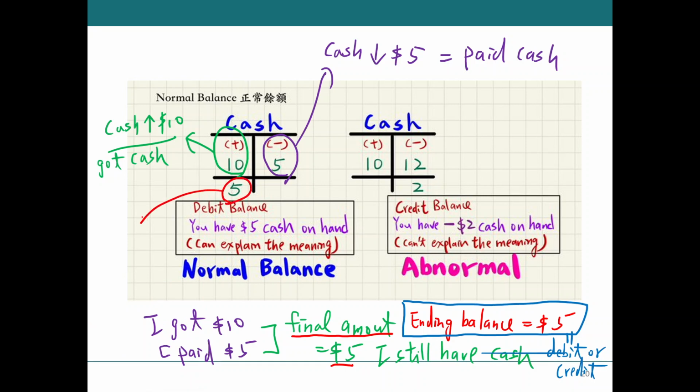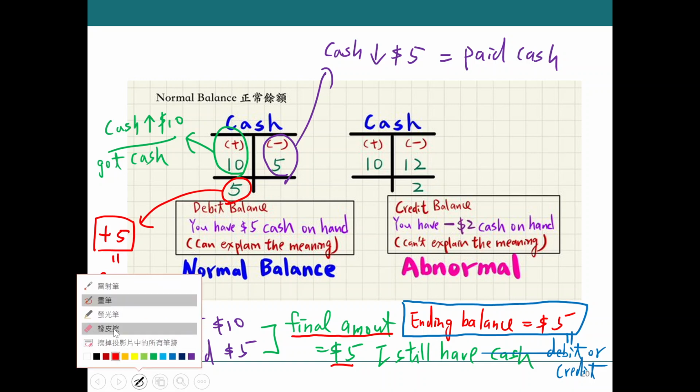Why is that? You know, $5 on debit. Cash increase on debit. So means what? I have a positive $5. So this means I have increased positive $5. So means what? You still have cash $5.